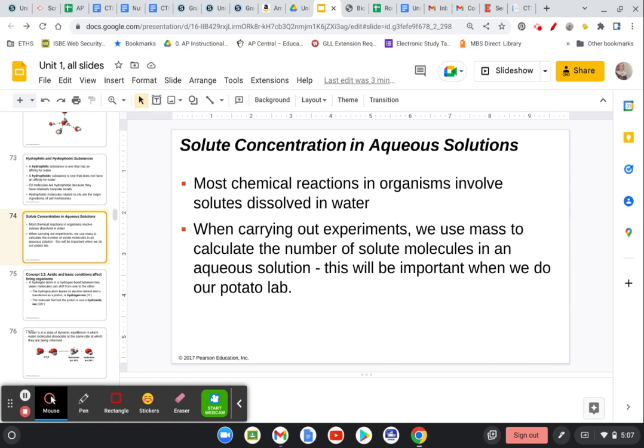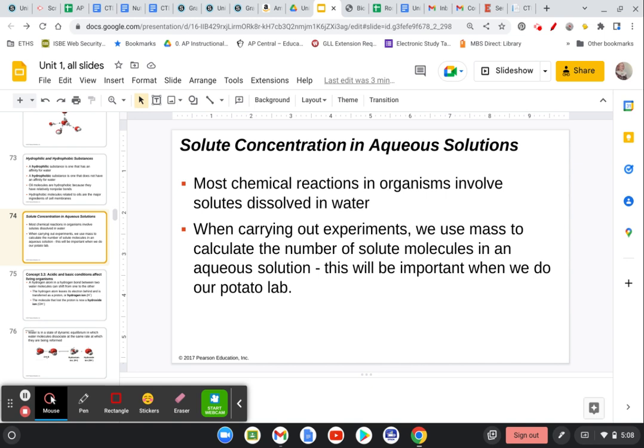Most chemical reactions in organisms involve solids dissolved in water. Remember, we are mostly water. So the chemical reactions occurring in our body, when we make sodium, when we make urine, when we make red blood cells, everything that we make is occurring in water. So it's really important that those solutes, whatever they happen to be, are able to work in an aqueous solution, in water, and not just break apart willy-nilly.